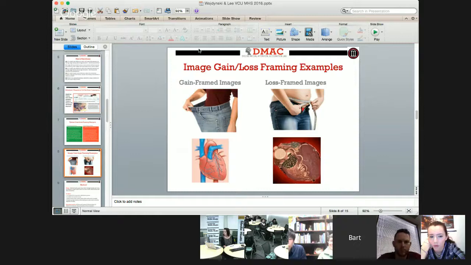And this slide shows some examples of our image gain-loss framing. On the left side is a gain-framed image. It shows that if you reduce diet soda, you can lose weight and have a healthier heart. And on the right side, it shows the negative consequences if you continue to consume diet soda. You will gain weight, and it will harm you, like your heart.